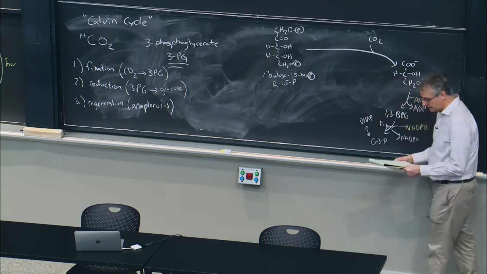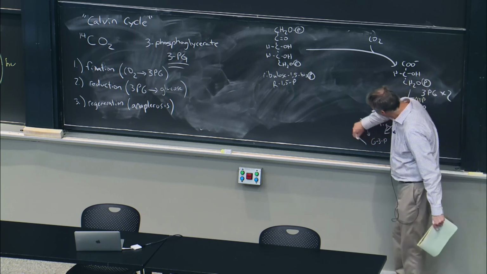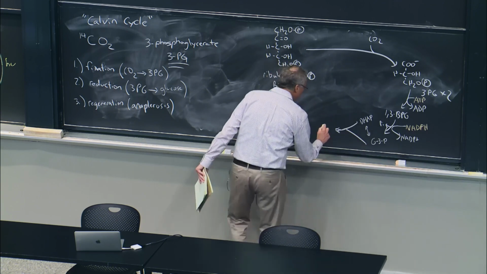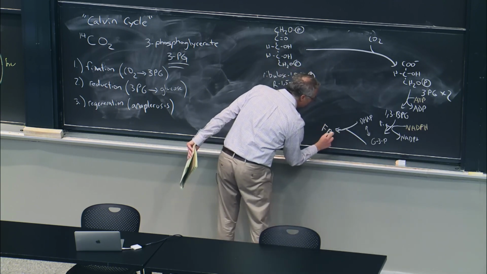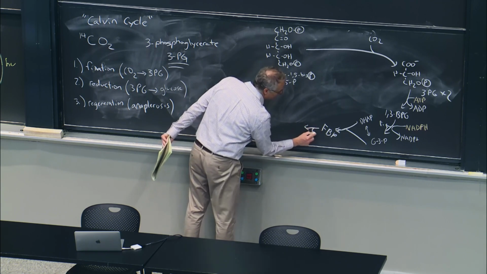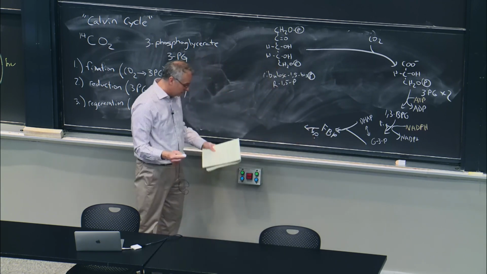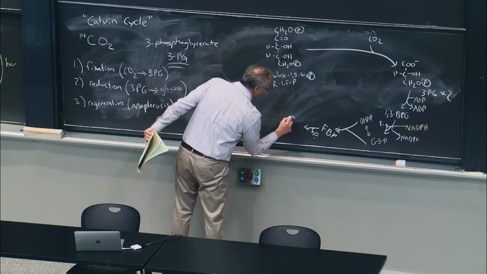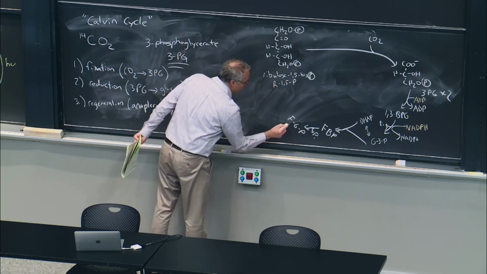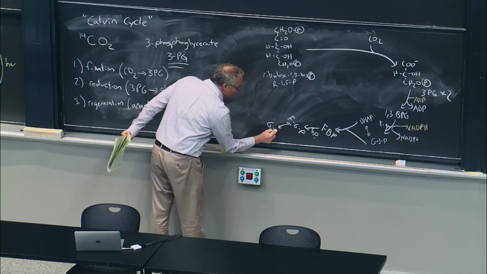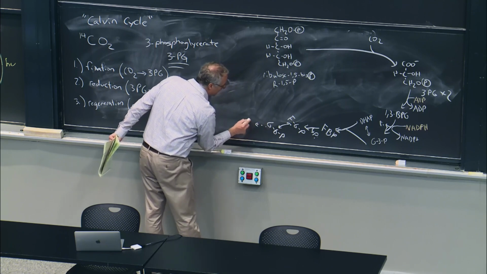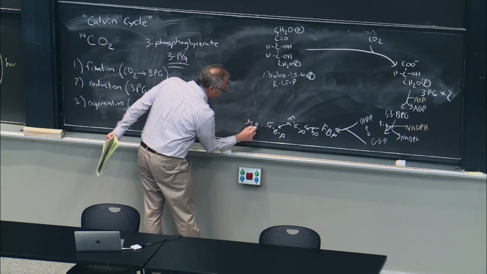Use triose phosphate isomerase to make dihydroxyacetone phosphate. I can run the aldolase reaction to make fructose 1,6-bisphosphate. Can release a phosphate from fructose 1,6-bisphosphate. Now I have fructose 6-phosphate. I can isomerize fructose 6-phosphate to glucose 6-phosphate. And of course, if I take the phosphate off, that's glucose.